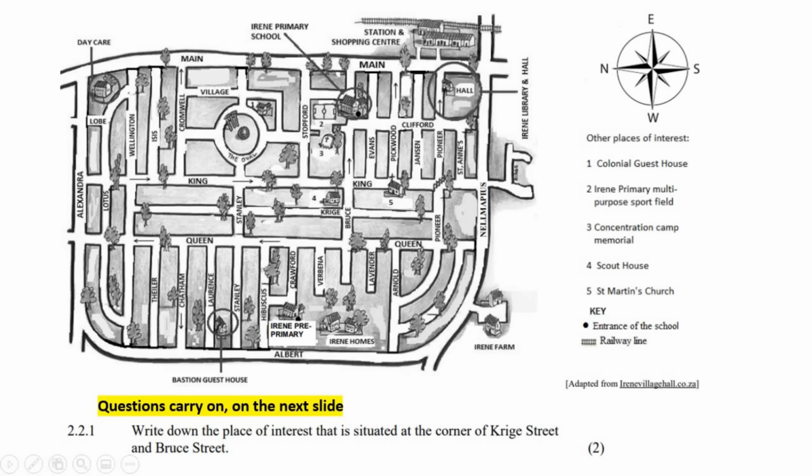Write down the place of interest that is situated at the corner of Krieger Street and Bruce Street. So we need to go find those two roads. So Krieger Street and Bruce. Okay, so here's Krieger Street. I find it. And then Bruce Street is this one. So on the corner, we can see there's this house number 4. And if we look at house number 4 over here, it's called a Scout house. So we could say Scout house.